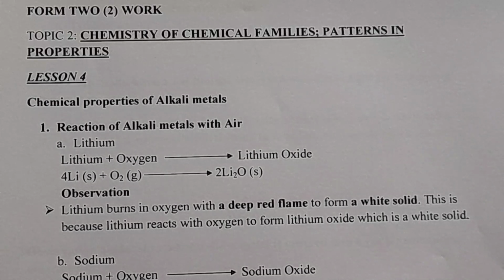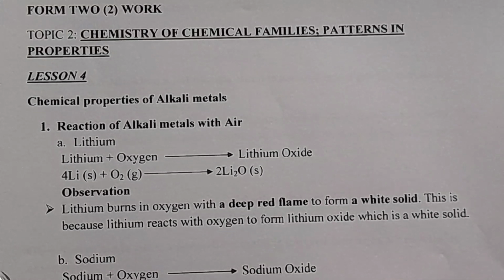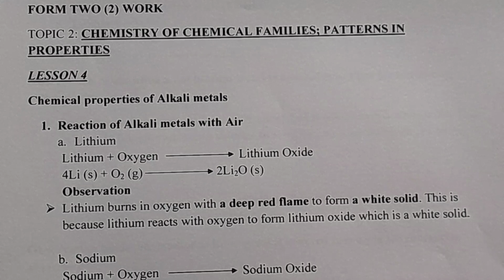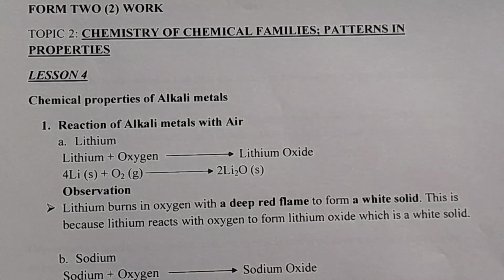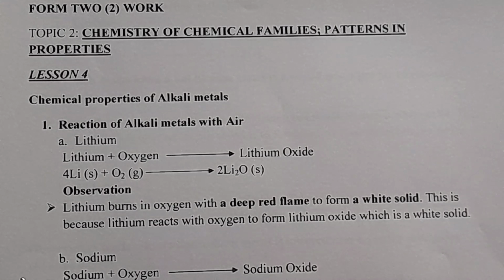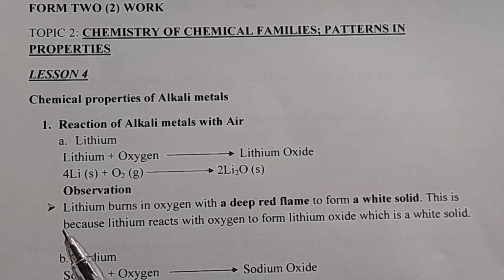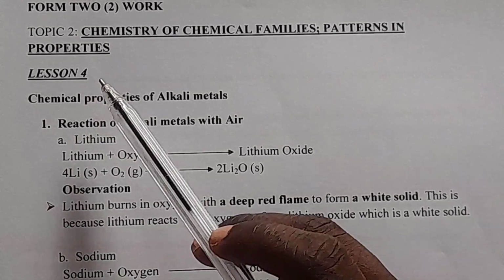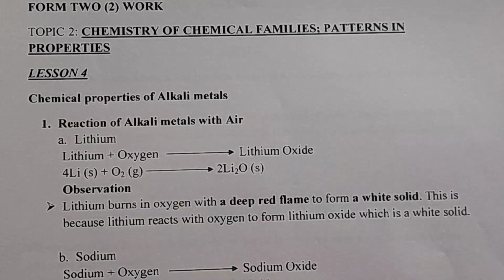Students, welcome. Previously, Form 2, Topic 2, Lesson 3, we were dealing with physical properties of alkali metals. We have done the melting and the boiling point of alkali metals, the first ionization of alkali metals, and we have done the electrical conductivity of alkali metals. So today, Lesson 4, we are going to do chemical properties of alkali metals.